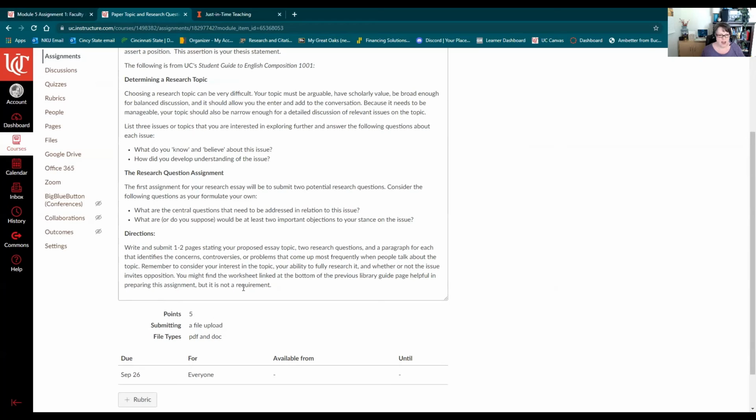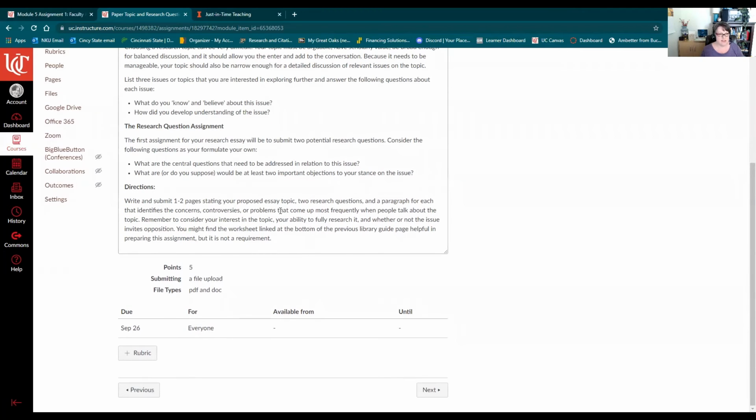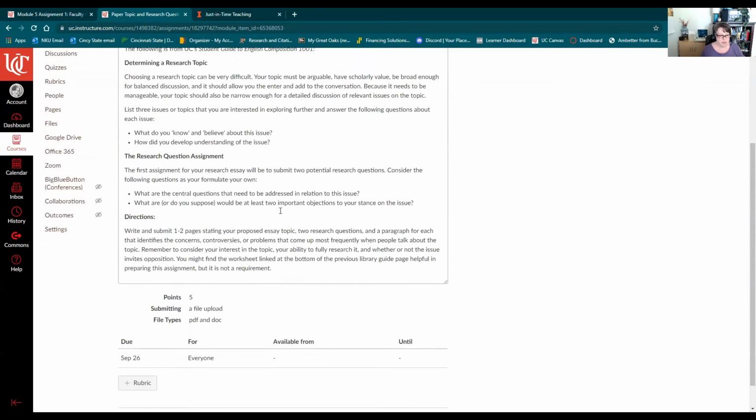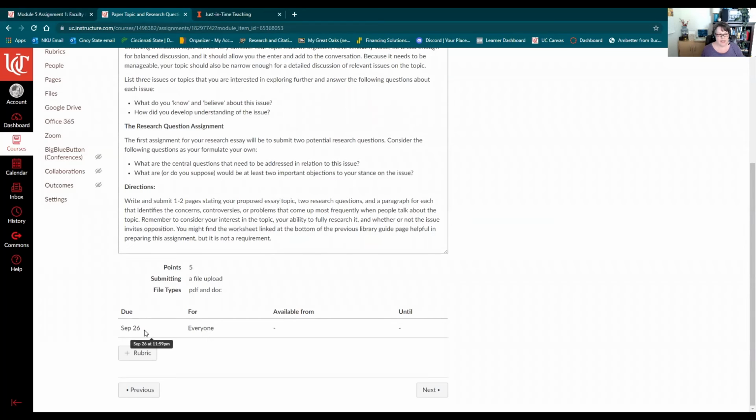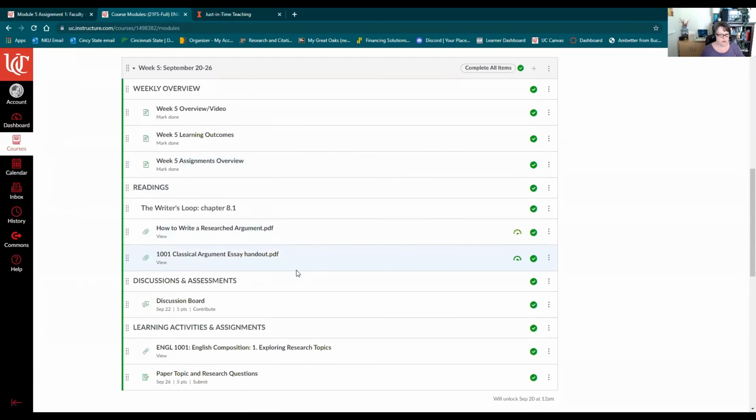And here at the bottom, I say that you might find the worksheet linked at the bottom of the previous library guide page helpful in preparing for the assignment, but it is not required. That is worth 5 points, that paper topic, and again, it is due September 26th. And I think that is the end of our week 5 module.